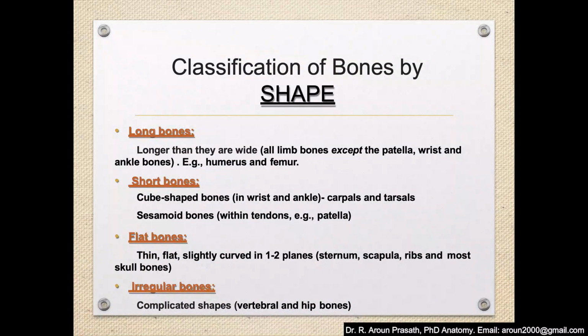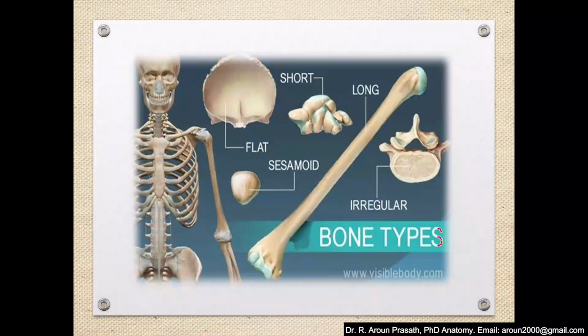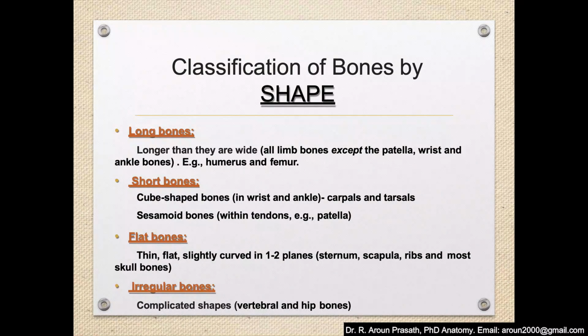Okay, so coming to the classification according to the shape of the bone, you have long bones, short bones, flat bones, and irregular bones. All the bones which are long, we call long bones. For example, upper limb bones and lower limb bones are all longer structures.